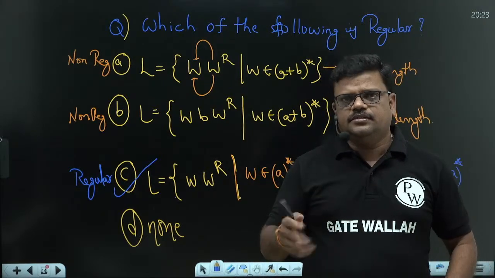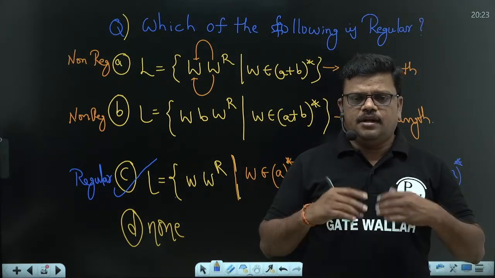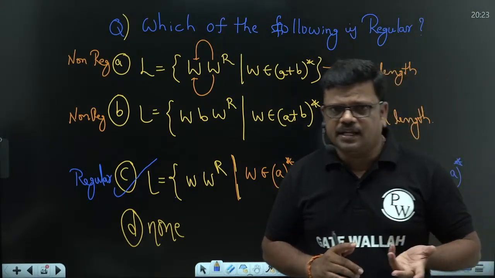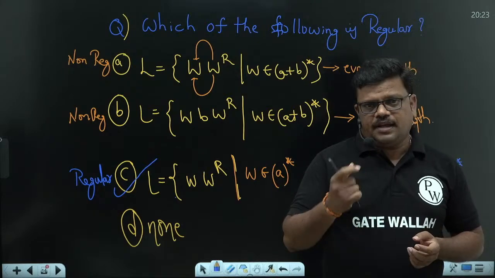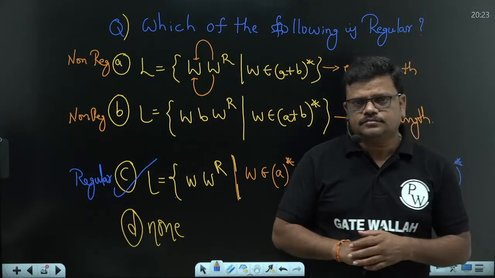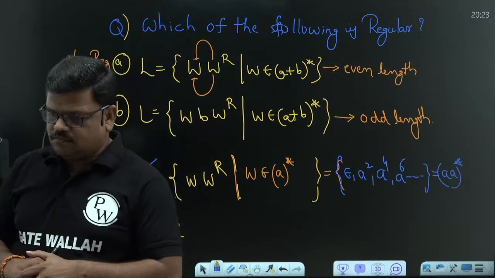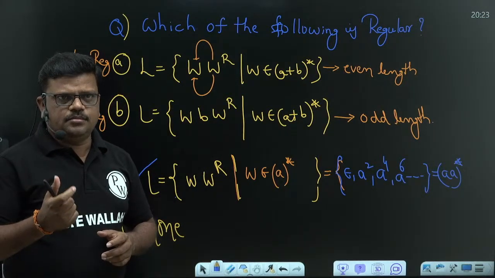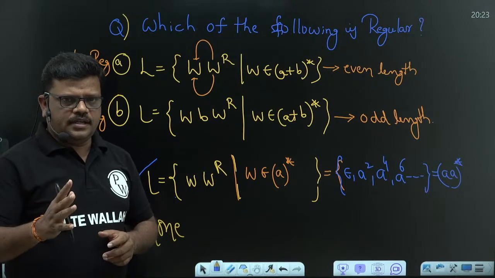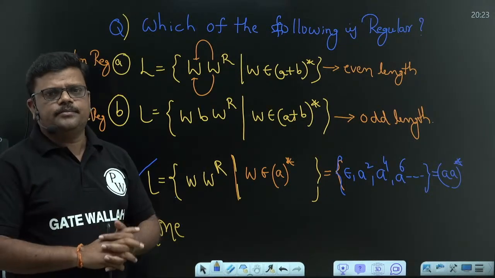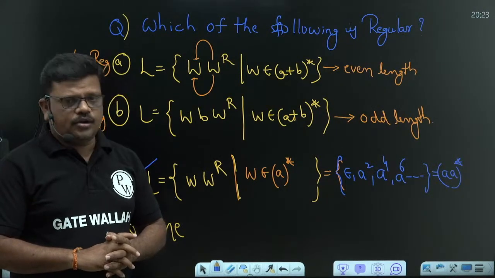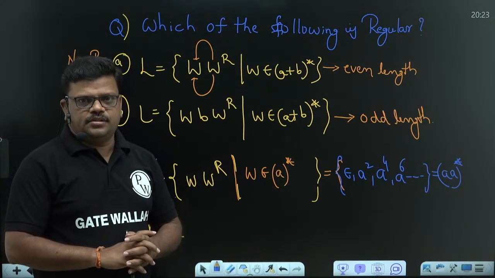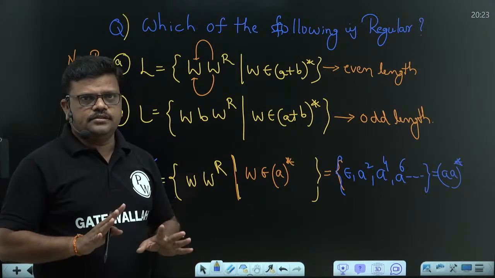Some students generally make the mistake that the moment they see WW power R, they definitely say it is non-regular. No, WW power R kind of language does not always result in a non-regular language. Sometimes it can be regular when the language is formed over one symbol. We studied one symbol languages in regular expressions as well. For one symbol languages, palindrome languages are clearly regular. So we need not have any confusion over one symbol languages. Whenever the language is over one symbol, conclude it is regular.